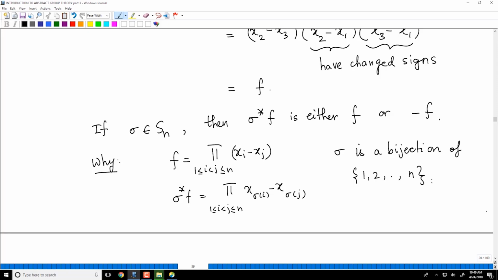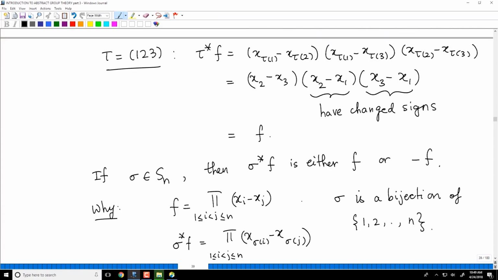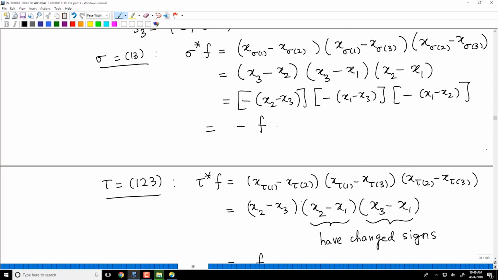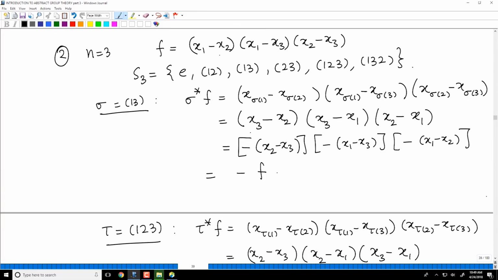Because it's a bijection, as i varies over 1 to n, or 1 to n minus 1 in this case, sigma i also varies. Similarly, sigma j also is an element of 1 to n. So if you take an individual term in f that is translated to some other term, the only changes will be negative signs, as we have seen in this example. For example, x3 minus x1, x1 minus x3 became x3 minus x2.